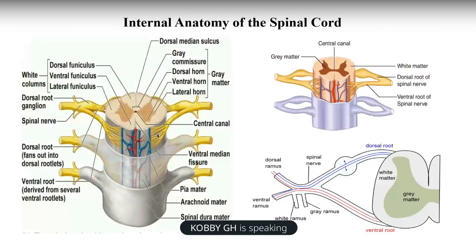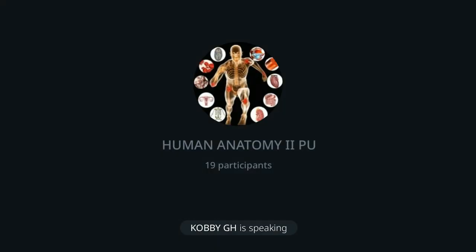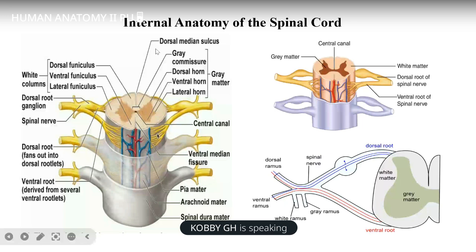So in the cross section, we have the dorsal median sulcus. We looked at the gray commissure. So over here, where I'm pointing, is the gray commissure. And then we have the dorsal horn. Then we have the lateral horn. So this part is the lateral horn. The dorsal horn, the lateral horn, and the ventral horn form the gray matter. Is that okay? Great. Then we have the funiculus.